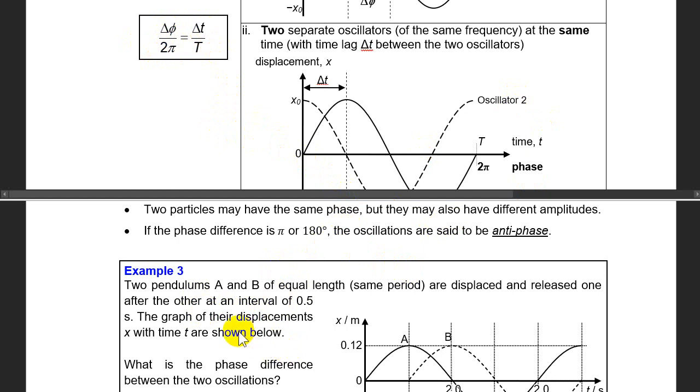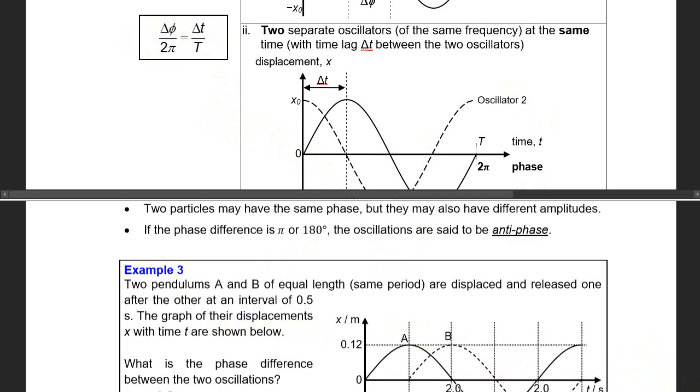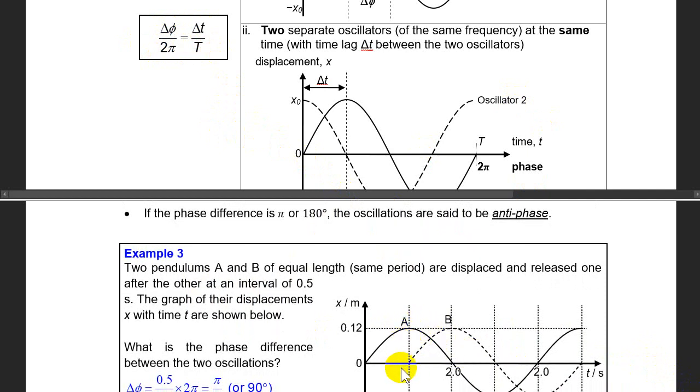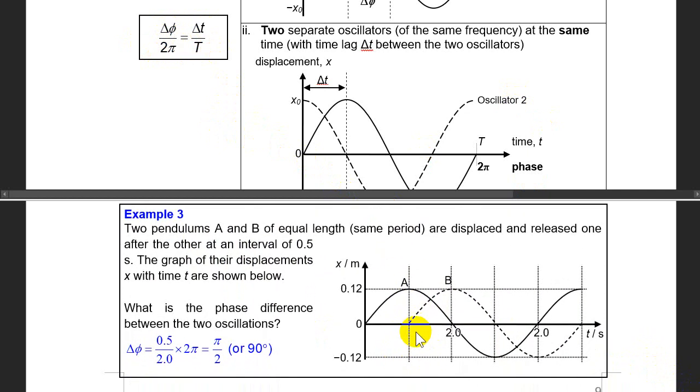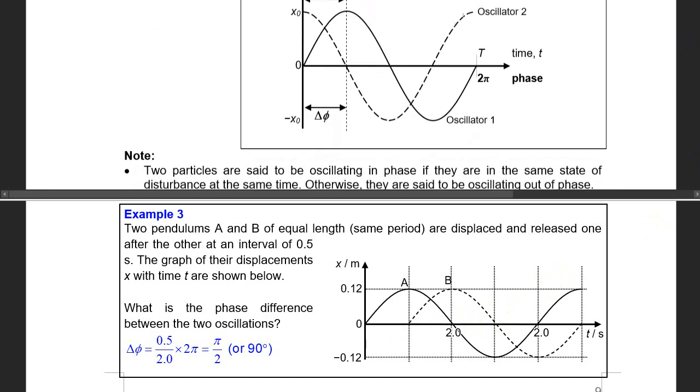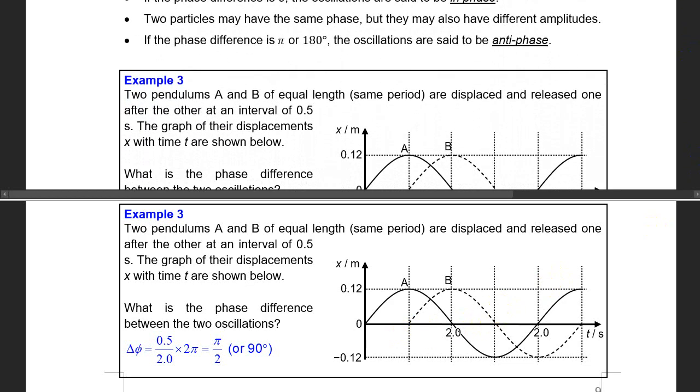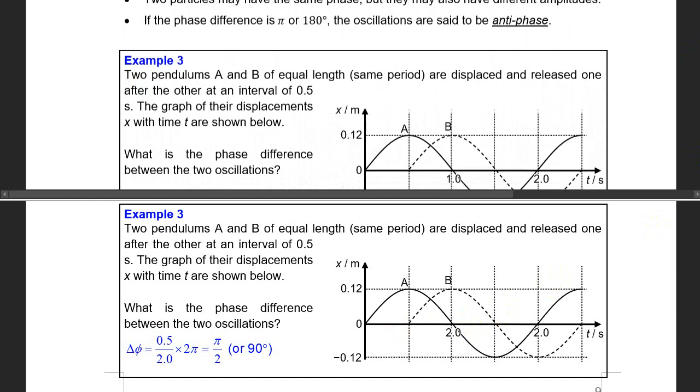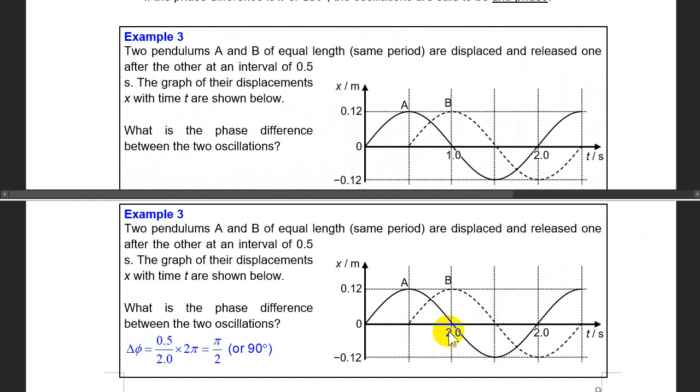So come back to example 3. We just look at A and B. They differ by how much time? They differ by, here is 1.0. Okay, let's bring it down here. Okay, I think there's a mistake here. It's 1.0. So A and B, they differ by, here is 0.5, here is 1.0. So the time interval difference is 0.5 seconds.